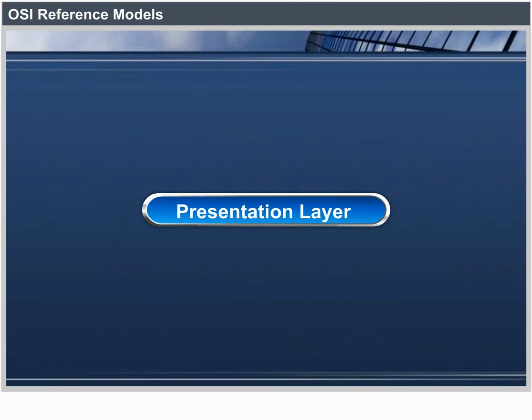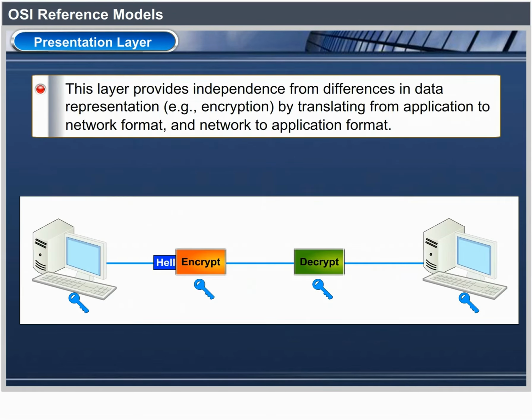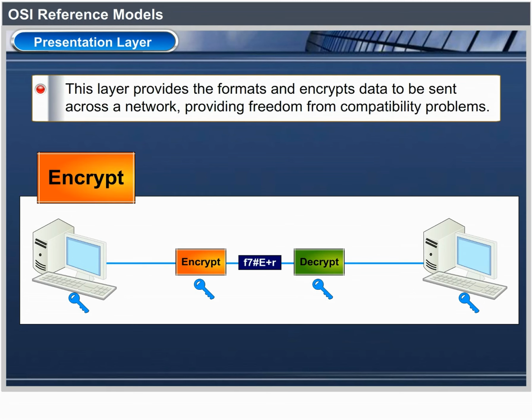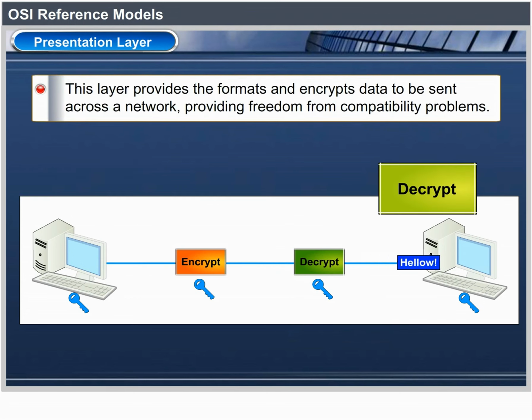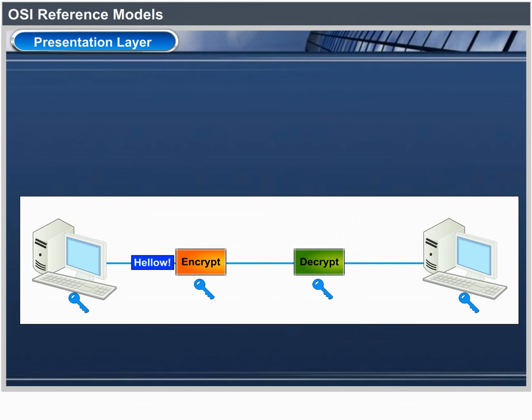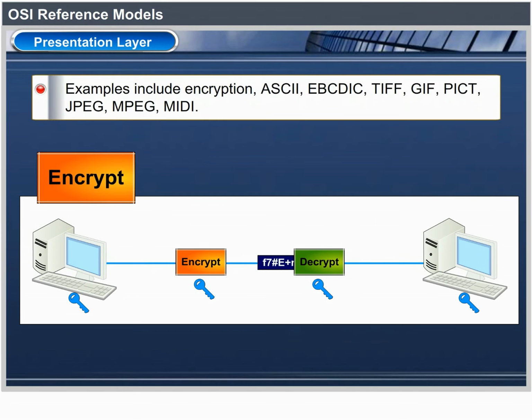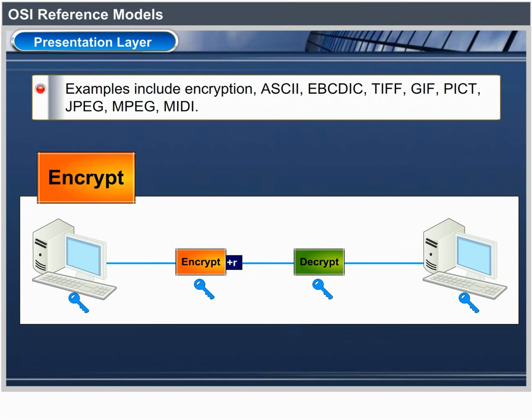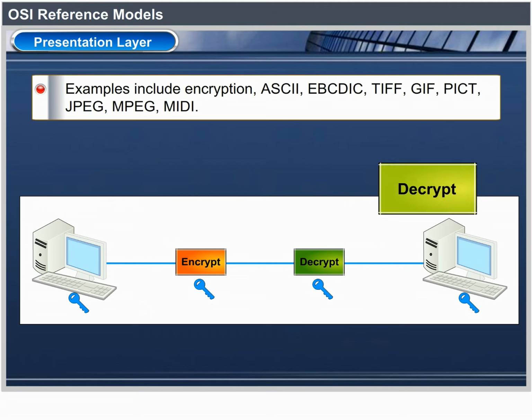Presentation layer. This layer provides independence from differences in data representation, for example encryption, by translating from application to network format and vice versa. This layer formats and encrypts data to be sent across a network, providing freedom from compatibility problems. Examples include encryption, ASCII, EBCDIC, TIFF, GIF, PICT, JPEG, MPEG, MIDI.